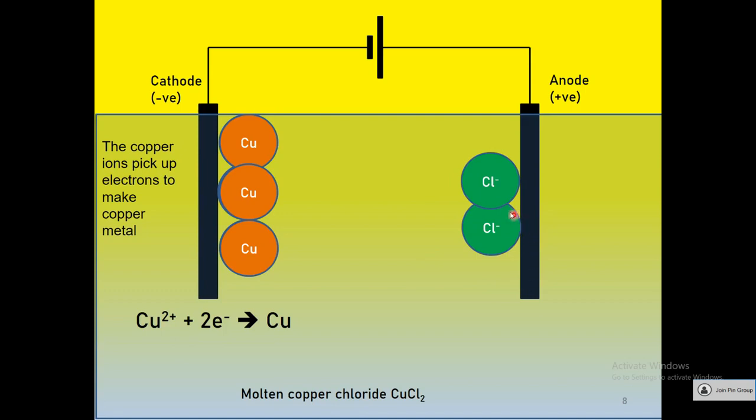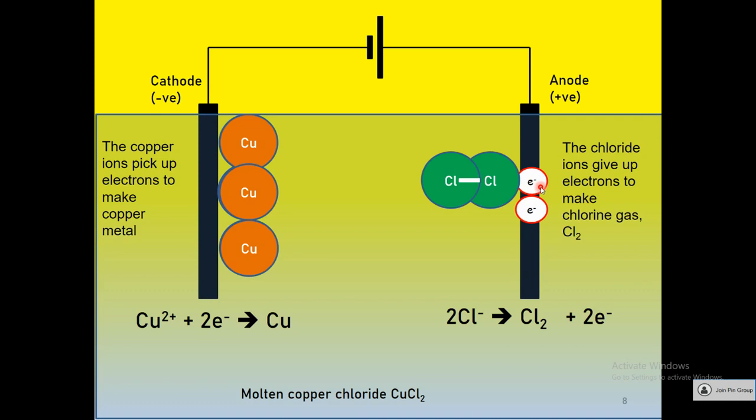Over here at the anode, we have the chloride ions, and those are going to be giving up electrons and turning to chlorine gas, which forms bubbles. Bubbles will go up around the electrode, and they've surrendered some electrons. And again, there's the half equation, chloride ions making chlorine gas and giving up electrons.